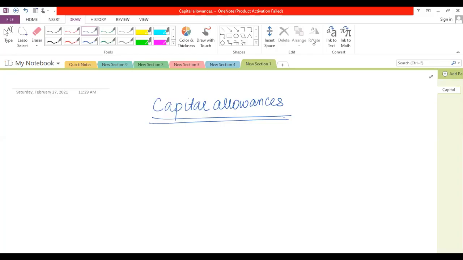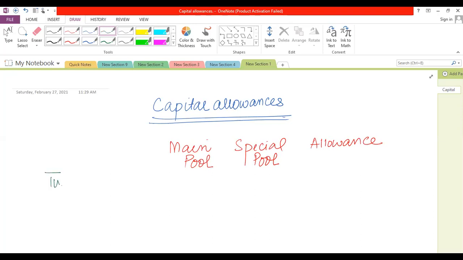So we will work according to a format, and this is the type of format. It looks like this. First of all, there will be a main pool. Then a second column, a special pool, and two extra columns we will add further, and then a final column, that is the allowance column. The allowance column will be the final column. Now, if you have any opening balance, then it is the tax written down value brought forward, write it down. And then if there is any addition, we can use that addition.